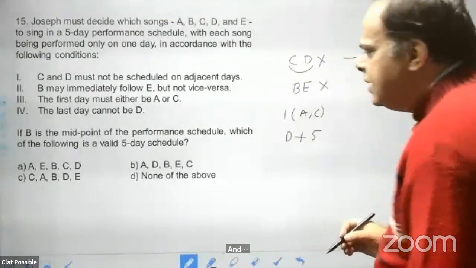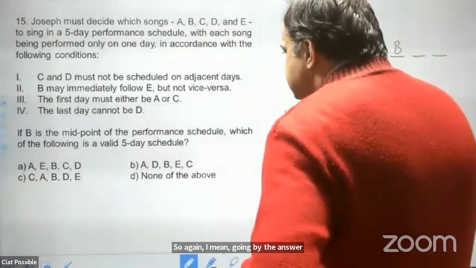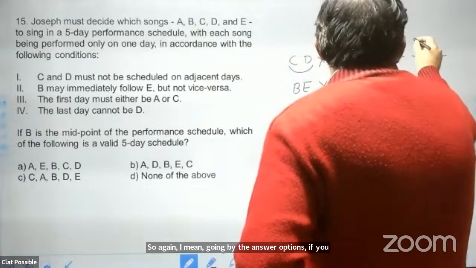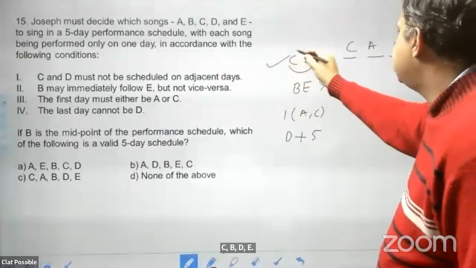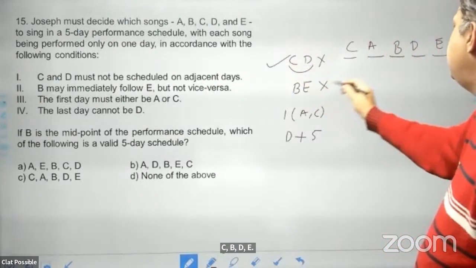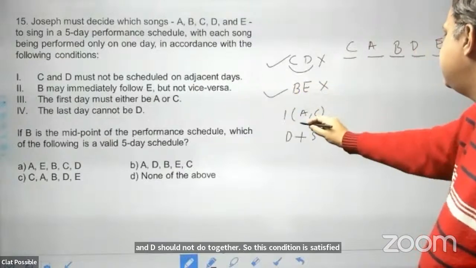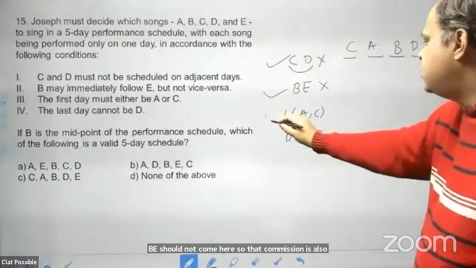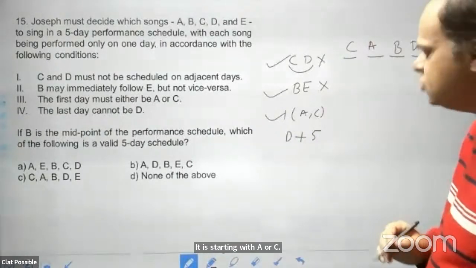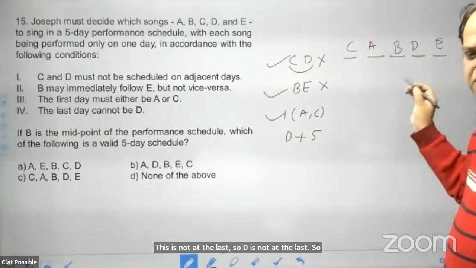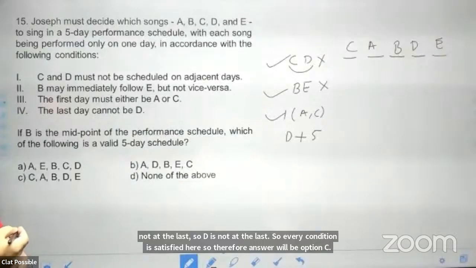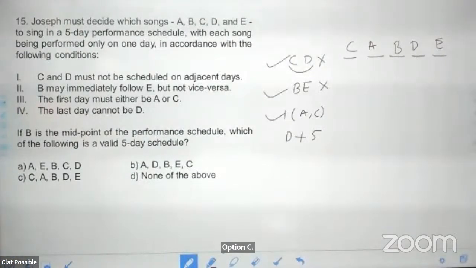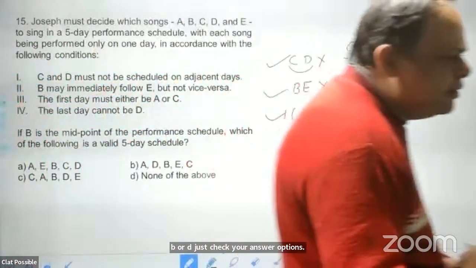So again, going by the answer options, if we look at option C: C, A, B, D, E. Let's see whether it satisfies all the conditions. C and D should not be together, so this condition is satisfied. B, E should not come together, so that condition is also satisfied. It should start with A or C. It is starting with C. D is not at the last. So every condition is satisfied here. So therefore, the answer will be option C. Those who are getting B or D, just check your answer options. Check the logic. C is satisfying all the conditions. Therefore, the correct answer will be C.